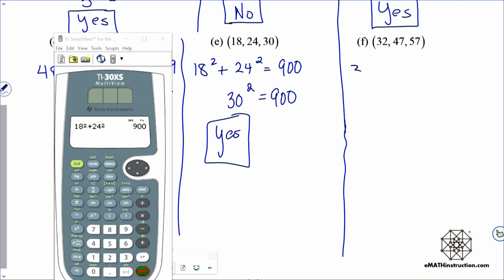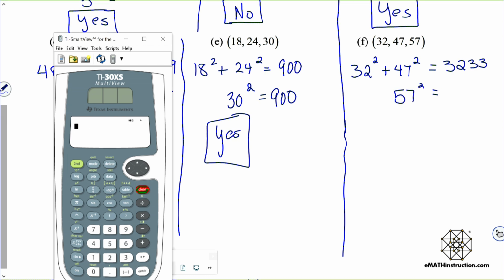And my final one, 32 squared plus 47 squared equals, let's take a look. 32 squared plus 47 squared equals 3,233. Let's take a look at 57 squared. And I get 3,249. Close, but as they say, no cigar. So no.